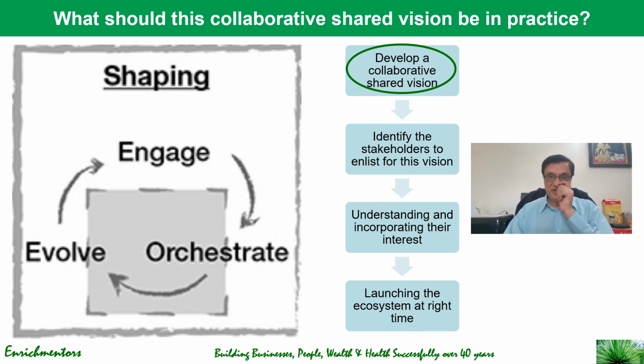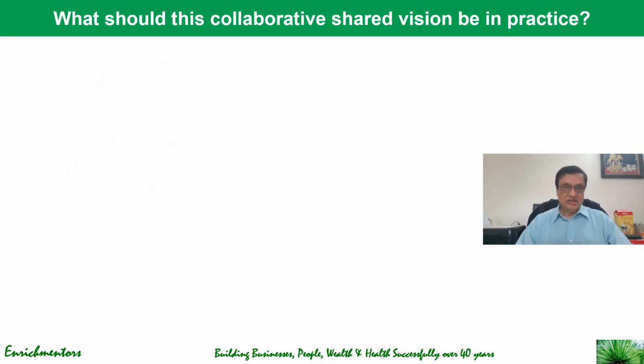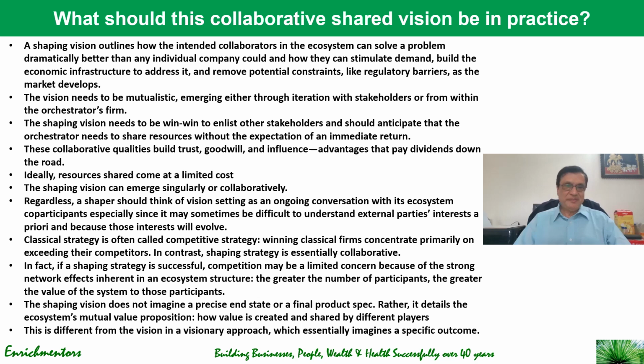So let's look at how we can develop a collaborative shared vision. What should this collaborative shared vision be in practice? That's the first question before we talk about how we can develop it. The shaping vision outlines how the intended collaborators in the system can solve a problem dramatically better than any individual company can, and how they can stimulate demand, build on the economic infrastructure of the ecosystem to address that demand, and remove potential constraints like regulatory barriers, etc.